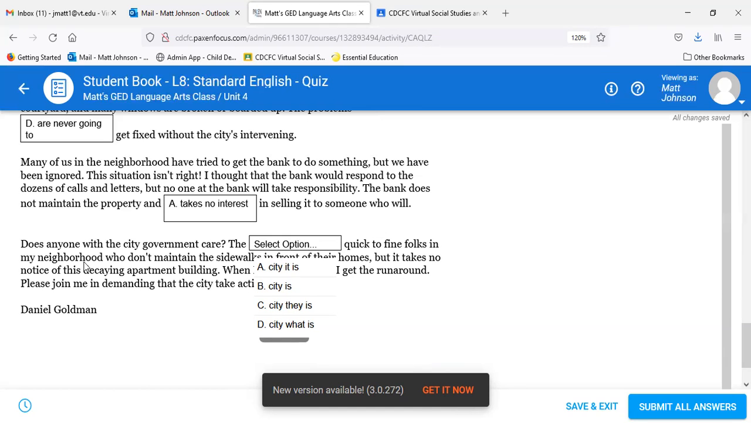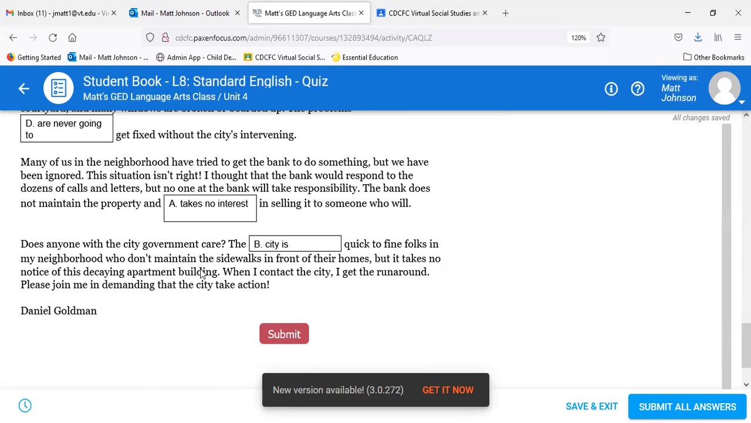Grace, what do we want here? Be serious. Right. That is avoiding those unnecessary pronouns. That's the rule they're looking at there. The other ones are too wordy. So we want to make sure that we're being succinct and that we eliminate unnecessary words. So the city is quick to find folks in my neighborhood who don't maintain the sidewalks in front of their homes, but it takes no notice of this decaying apartment building.